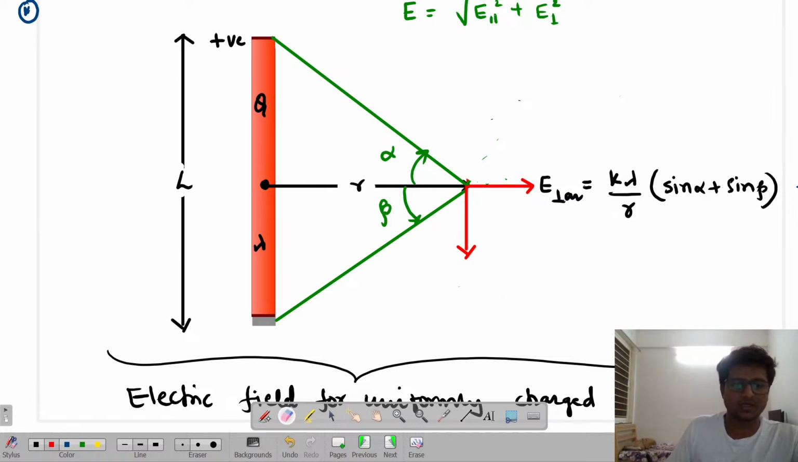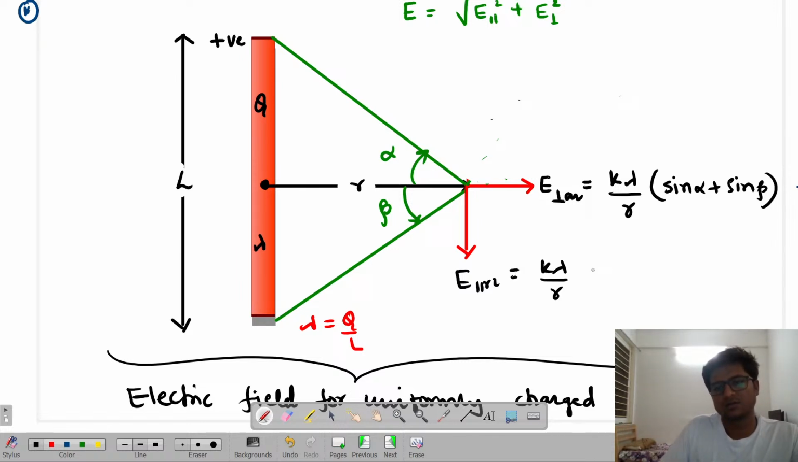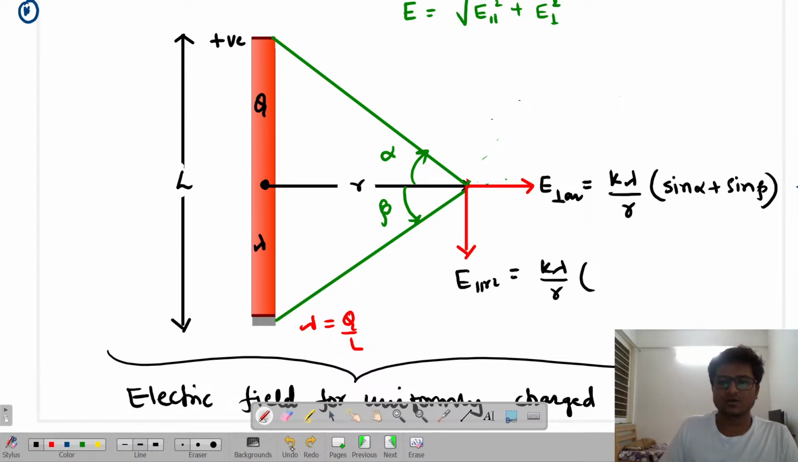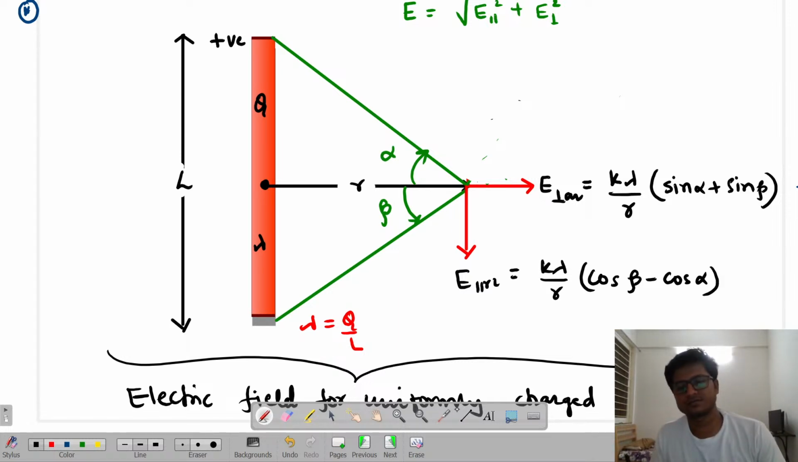हाँ साइन को तो ध्यान में रखना होगा ना. If lambda is equal to q by L, then it is written as E parallel equal to k lambda by R cos beta minus cos alpha. So in the same direction of beta, if you write cos beta minus cos alpha, then it is in the same direction. And if you write cos alpha minus cos beta, then it will be in upward direction. Is that clear or not?